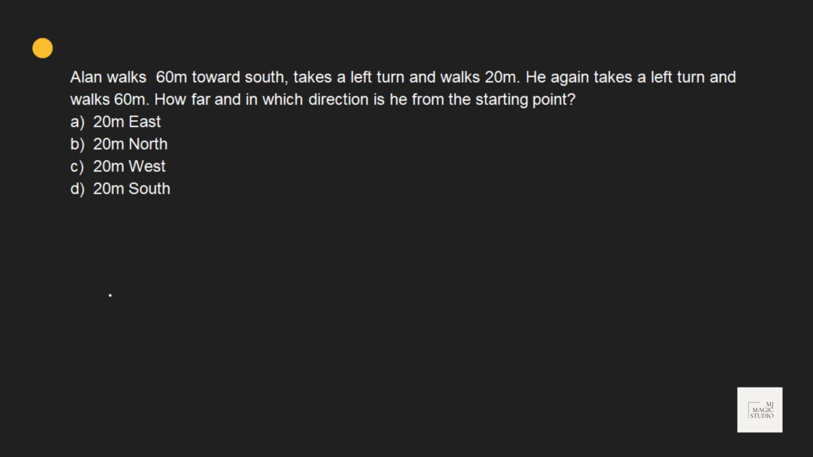So we have Ellen back to business again. Ellen walks 60 meters towards south. Ellen walking 60 meters towards south. Takes a left turn, that means towards my right, and walks 20. That is West Bengal. He again takes a left turn, that means moving towards the north, and walks 60. Again in the same line, I guess. How far and in which direction is he from the starting point?